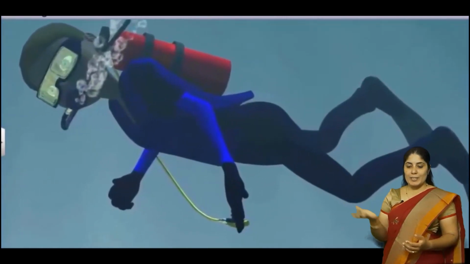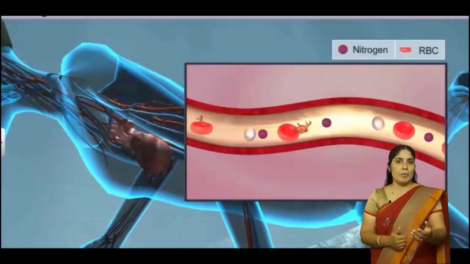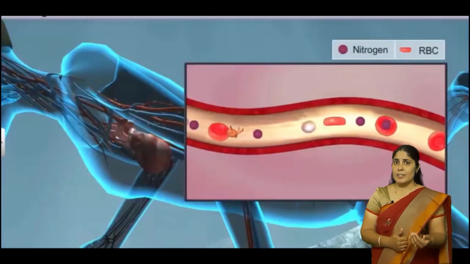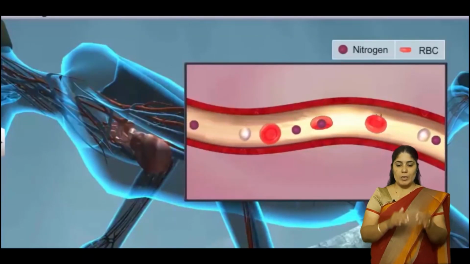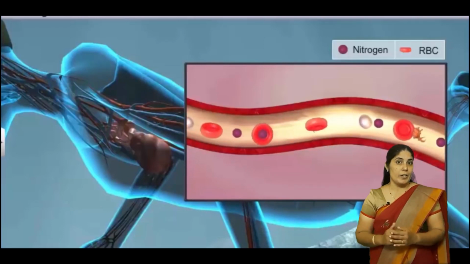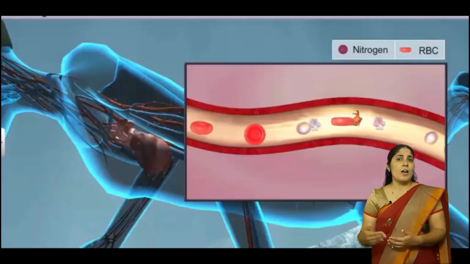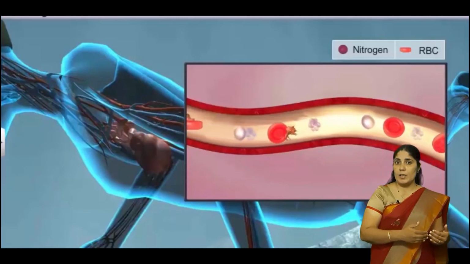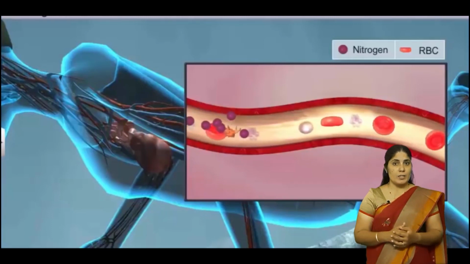Now here you can see a person going into a deep sea. We call them scuba divers. A scuba diver always carries a cylinder for the supply of oxygen, because when we go deep down into the ocean, the pressure is very high. When the scuba diver is under a high pressure, the nitrogen present in his cylinder along with the oxygen gets dissolved into his blood system.